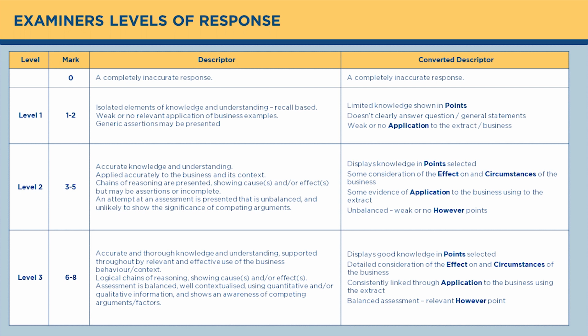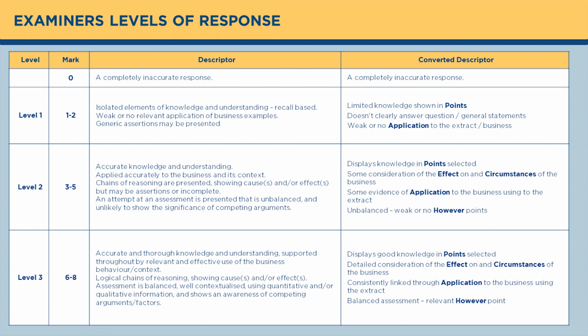These are the levels of response from the exam board. So this is what's published in the mark schemes. And what you'll see here is you've got 3 levels of response. Level 1 gets you 1 or 2 marks. Level 2 gets you 3, 4 or 5 marks. Level 3 gets you 6, 7 or 8 marks.